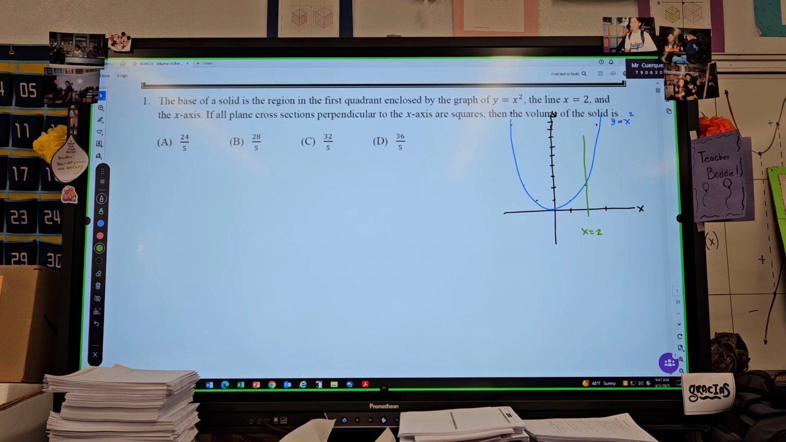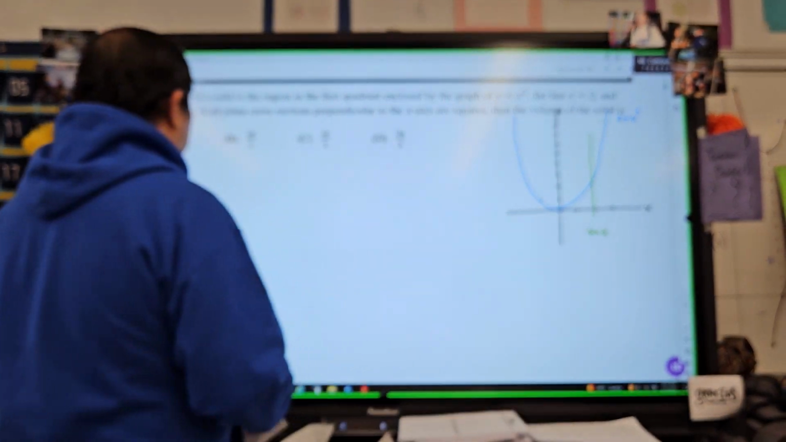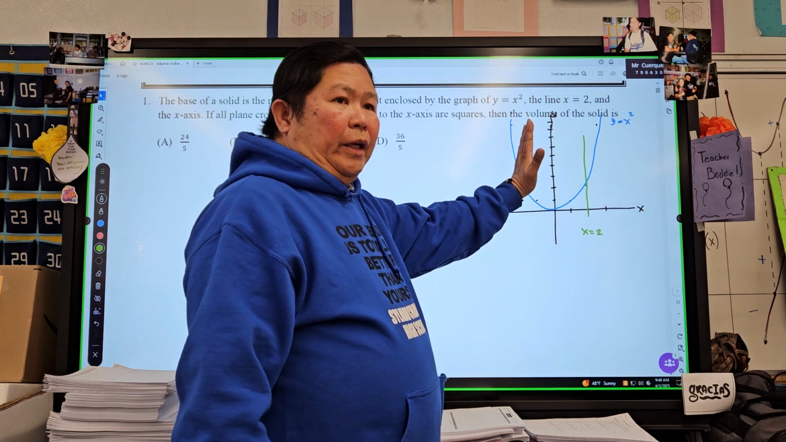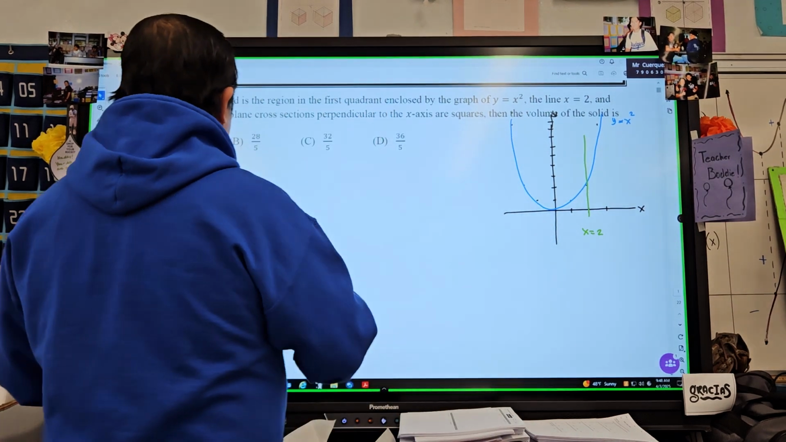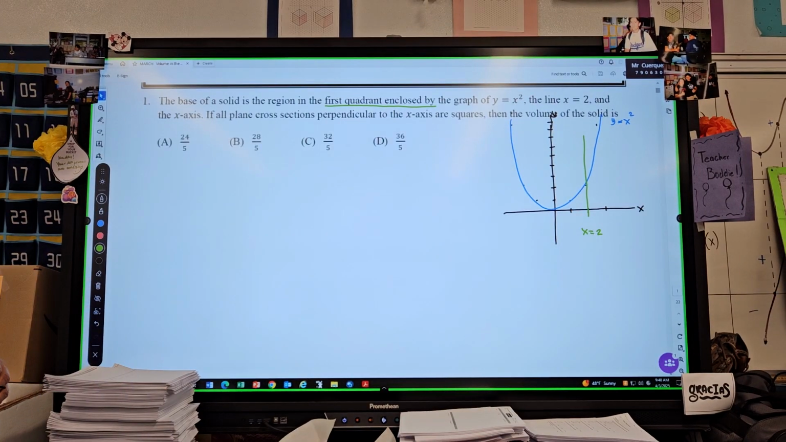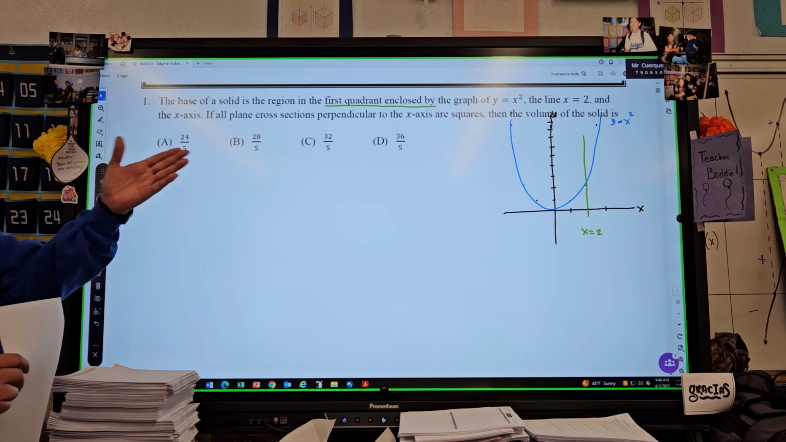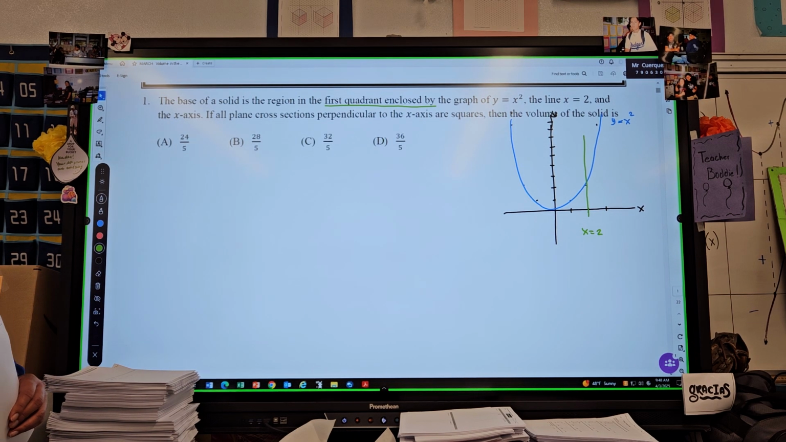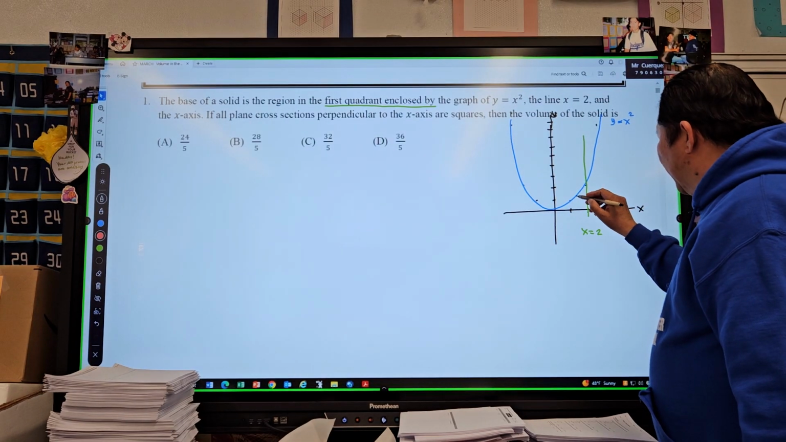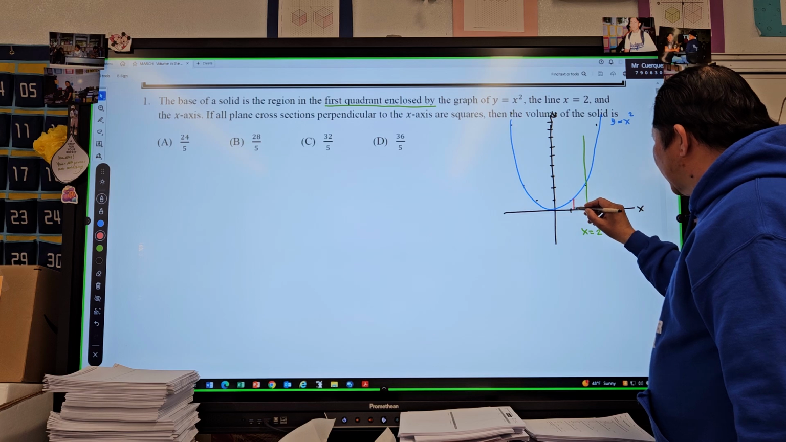Okay, so it says that the base of the solid is the region in the first quadrant. So what we are after is the first quadrant only, not the second. Okay, so first quadrant enclosed by the graph of x squared and the line x equals 2 and the x-axis. Therefore, it's going to be on the x-axis. So we're going to have along this, right, x-axis.